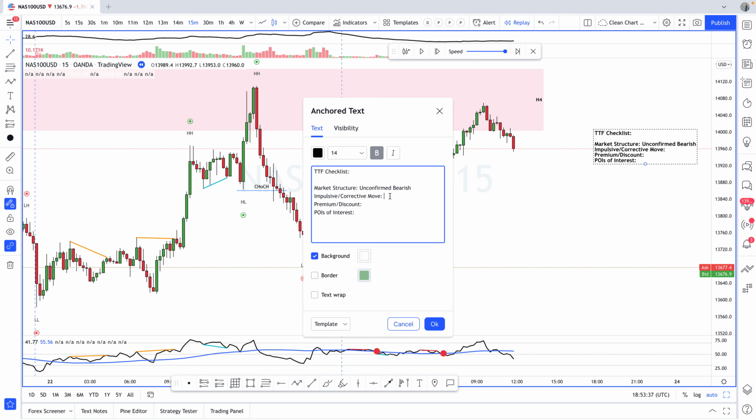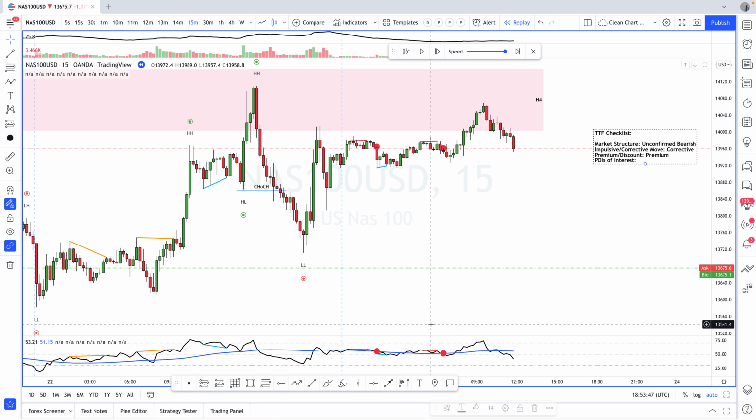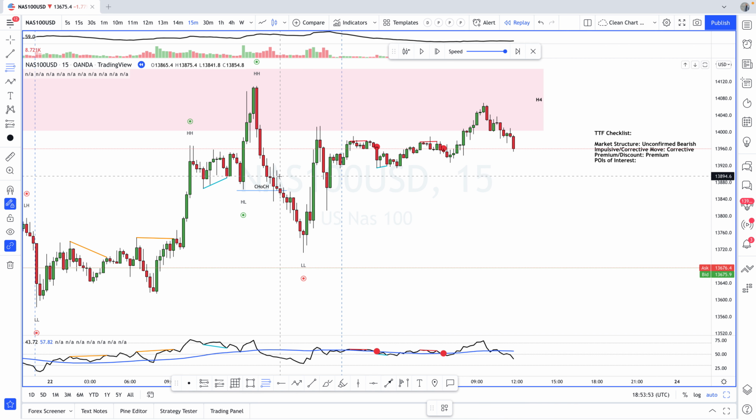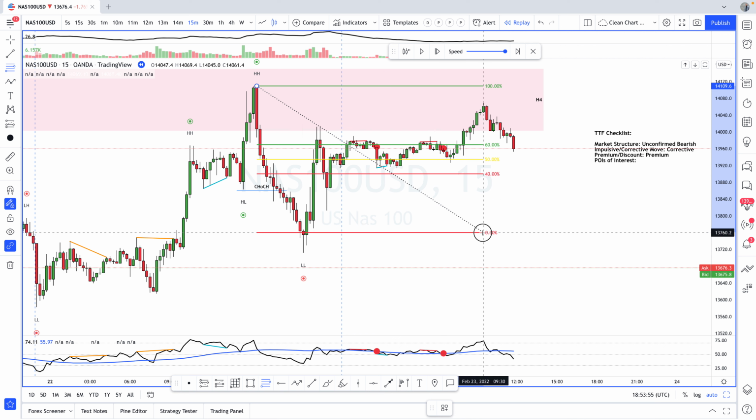Now, it's making what I would consider a corrective move if it's going to follow the bearish trend. And we know that also we're in a premium range on the 15-minute. And the reason why, I will show you here. So we're going to pull out our handy dandy fib. And the fib's going to go from this high to this low.